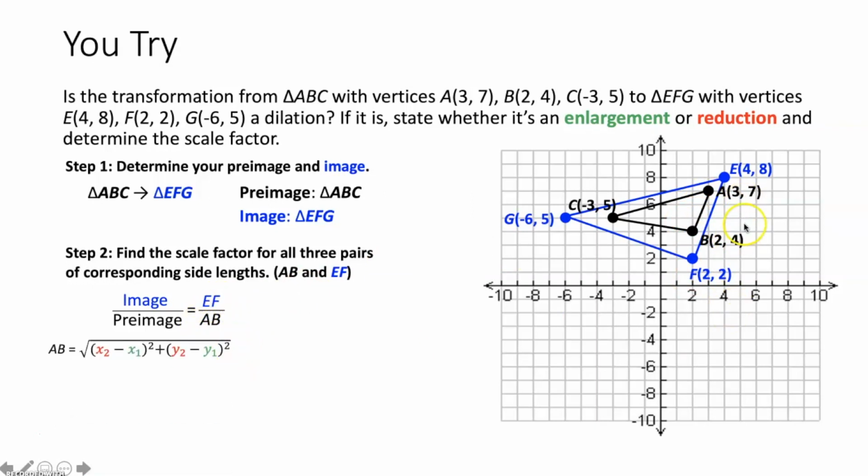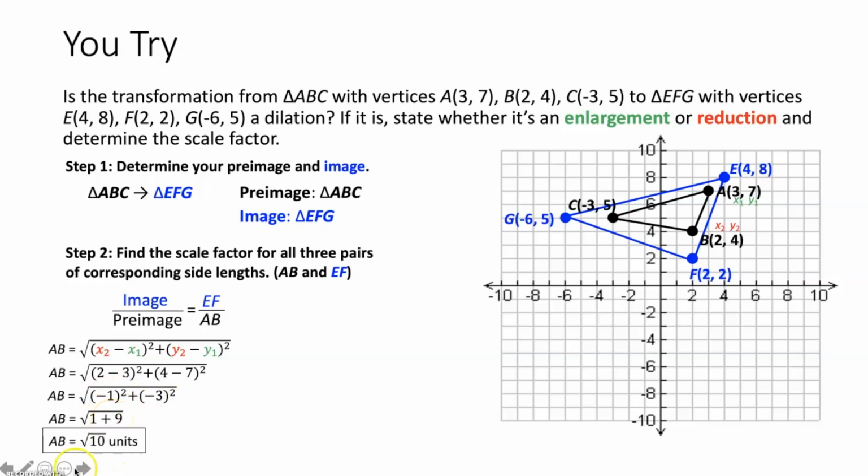In order to find the measure of segment AB, we choose one of these points to be x sub 1, y sub 1, the other one to be x sub 2, y sub 2. Plugging the coordinates to their corresponding spots in the distance formula and simplify. 2 minus -3 is going to be -1. 4 minus 7 is going to be -3. -1 squared is 1. -3 squared is 9. 1 plus 9 is going to be 10. So the measure of segment AB is rad 10 units.